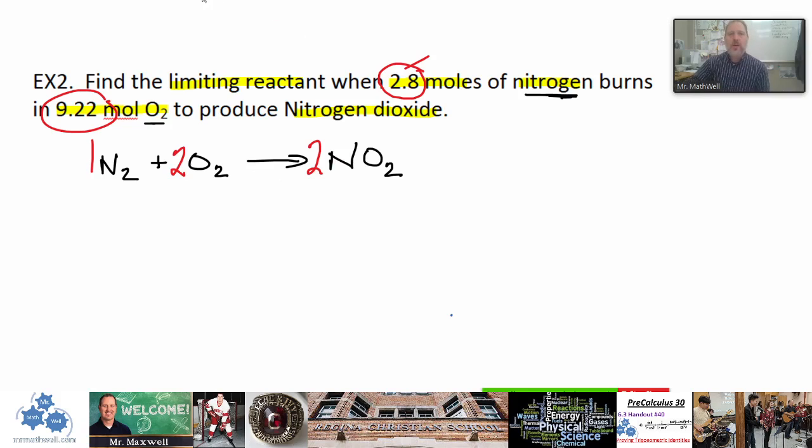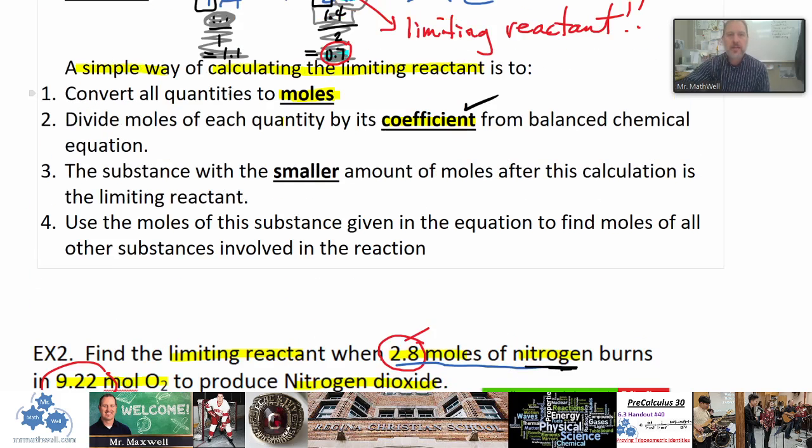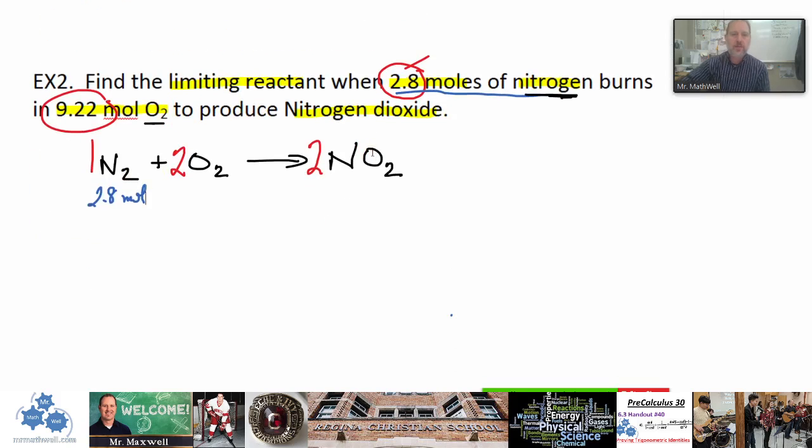All right, so now we do this. And I would suggest, just like we did with stoichiometry before, 2.8 moles of nitrogen. So put the 2.8 moles here. It's good that we have moles. We don't have to do any conversions to begin with. If we had grams or liters or particles, we would have to convert to moles first, right? That's part of our steps. And here are the steps, right above. We just went over these. Convert all quantities to moles. We're actually given moles of this one, and we're given moles of this one too. So watch this, 9.22 moles of oxygen.